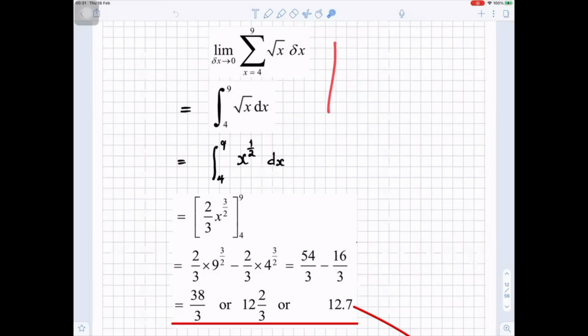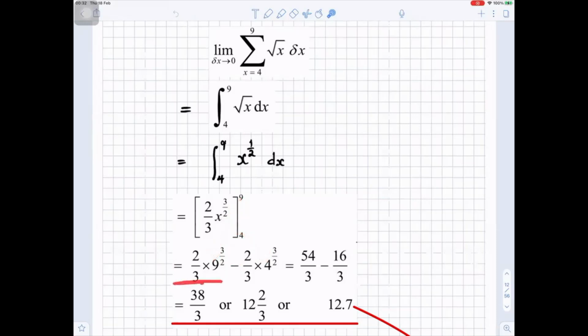The gap, the size of it, tends to very thin slices. And when it goes to very thin slices, you integrate. So you integrate square root of x. You can write square root of x as x to the half, from 4 to 9. So x to the half, you add 1, it becomes 3 over 2. And you divide by 3 over 2, it becomes 2 over 3. So you substitute 9 first, and then you substitute 4, and you subtract them.